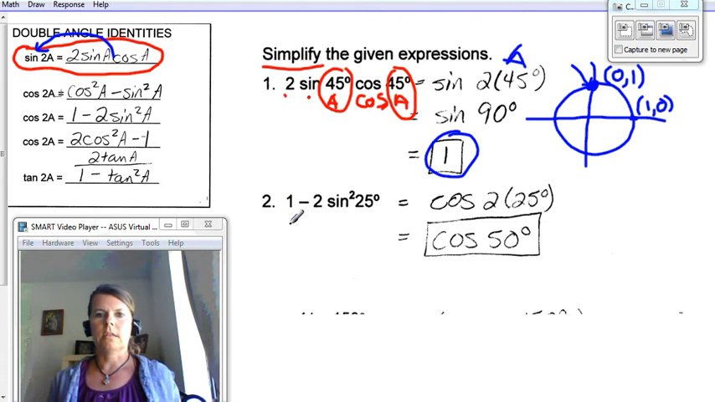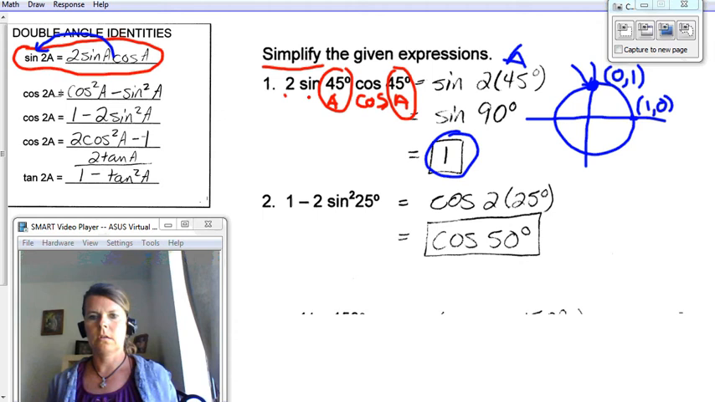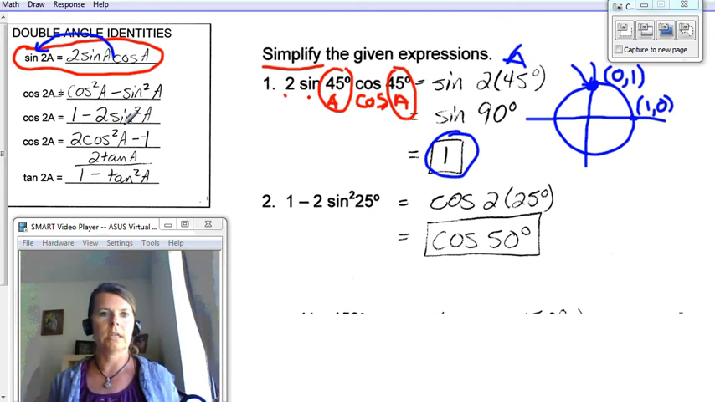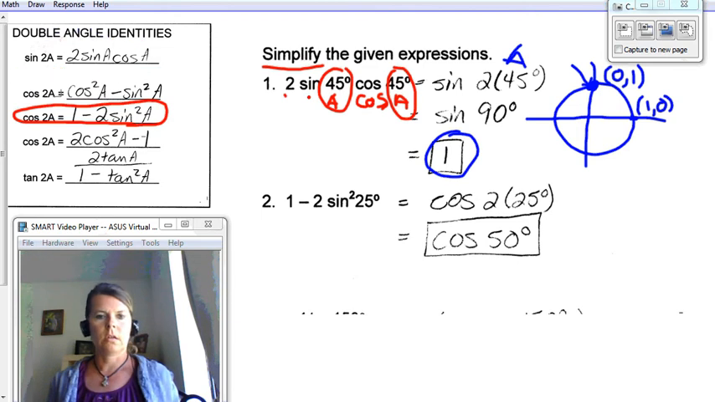So if I look at this next one, 1 minus 2 sine squared, that's probably my a. So I'm going to go over here. Oh, it looks like this one, cosine 2a. So I'm going to erase this so we're on the same page here. Okay. So this one looks like this one. My a is 25. So now I'm going to change it to cosine 2 times my a. So cosine 2 times 25, cosine of 50.